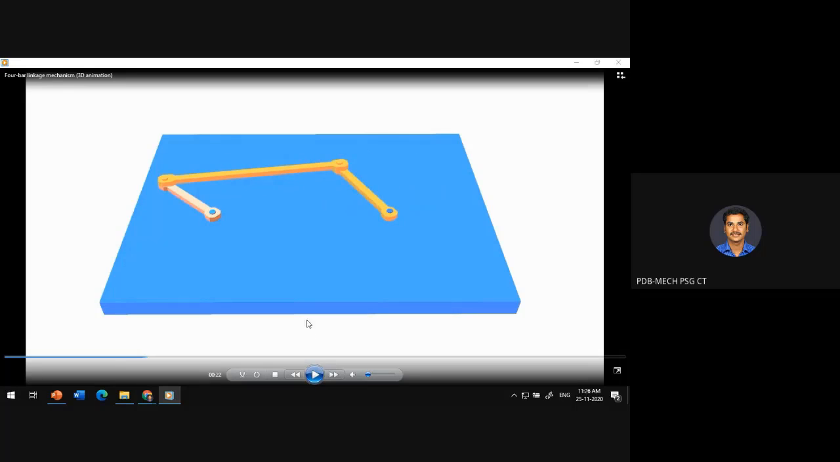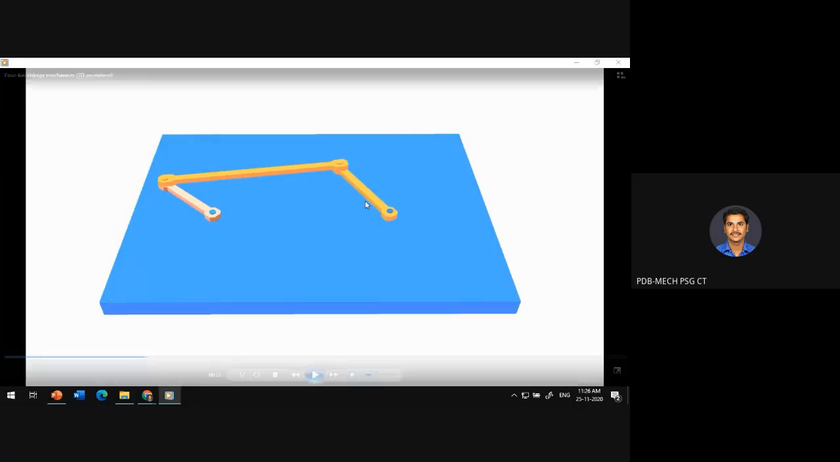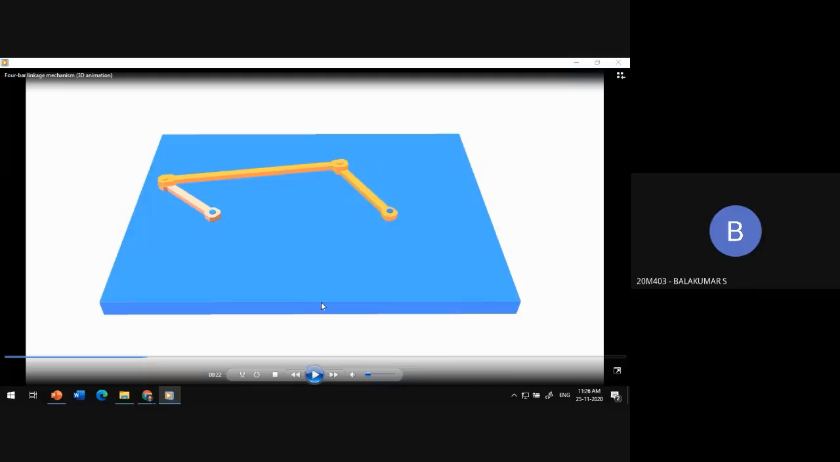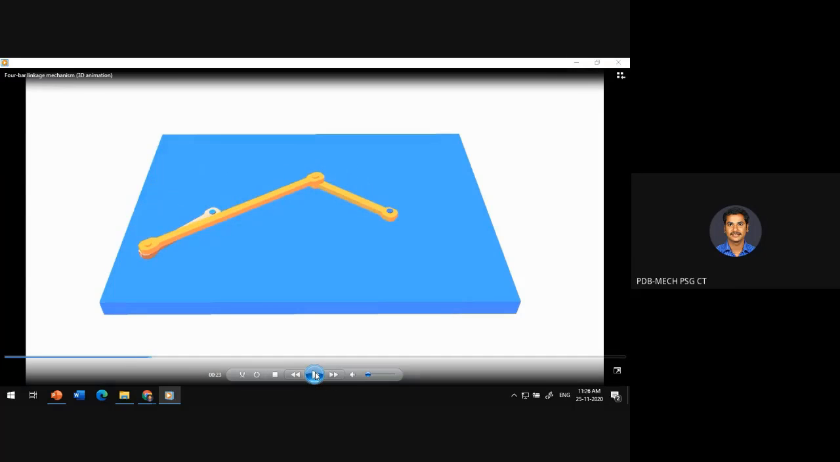Now you can see the crank is completely rotating 360 degrees. And the rocker, what type of movement is it? Oscillation. Please completely view the motion of the rocker. It is going to move only a certain angle, only 60 degrees or 90 degrees, and it makes only that angle. So that is why it is called a rocker.